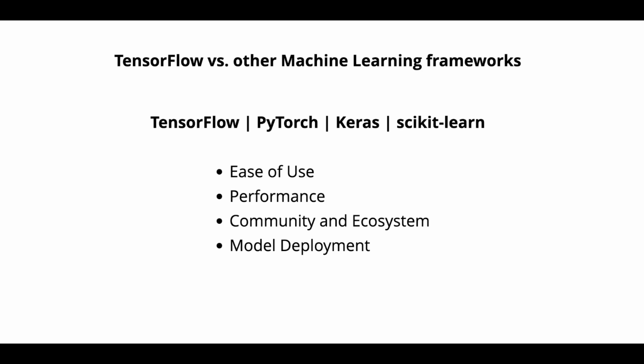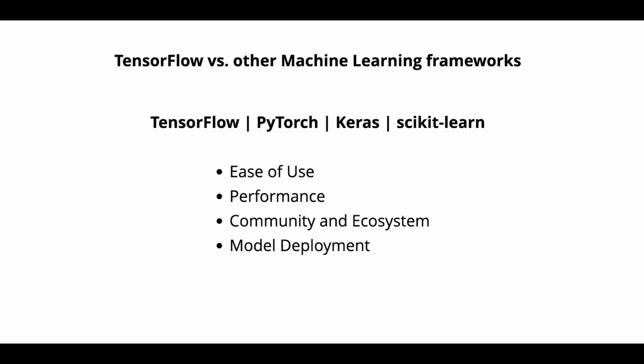Let's compare TensorFlow with other popular machine learning frameworks like PyTorch, Keras, and scikit-learn across various aspects. Ease of use. TensorFlow offers both high-level and low-level APIs, providing flexibility for different levels of abstraction. While high-level APIs like Keras make it easy to build and train models with minimal code, low-level APIs offer more control but may require additional effort.